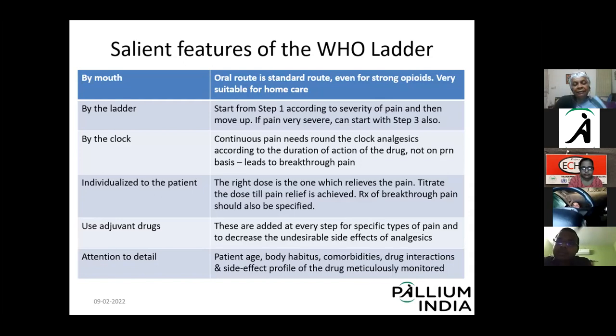The other thing is that the drugs are individualized to the patient. So the right dose is the one that relieves the pain. That can vary from patient to patient. For example, one patient can get relief with, say, 30 milligrams of morphine, whereas another patient can get relief with maybe 300 mg of morphine. So the right dose is the one that relieves the pain. It can vary from patient to patient depending upon the type of patient, whether the patient is an opioid naive patient or has already been on opioids.